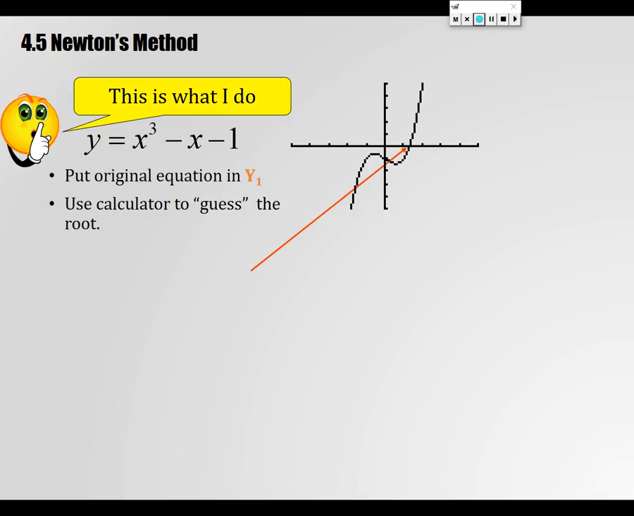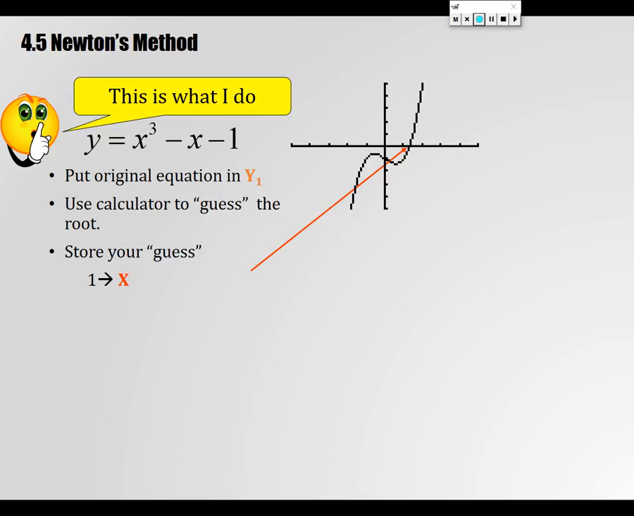We'll use 1 as our guess. Once it's in y1, go back to your home screen and type in the following: 1 store x. And I want you to use the letter x on your calculator. 1 store x.